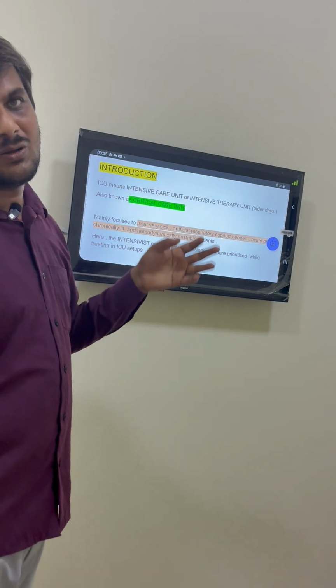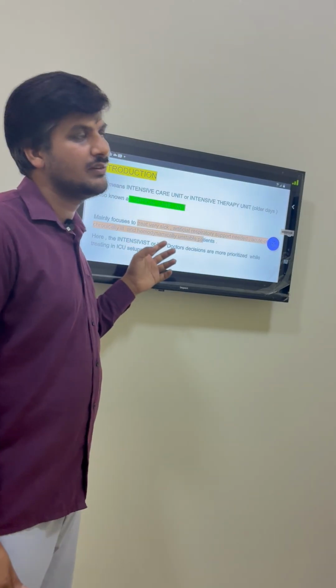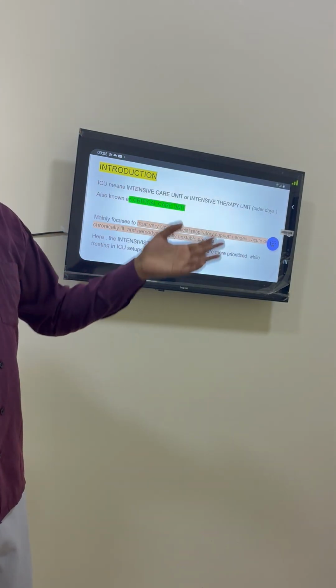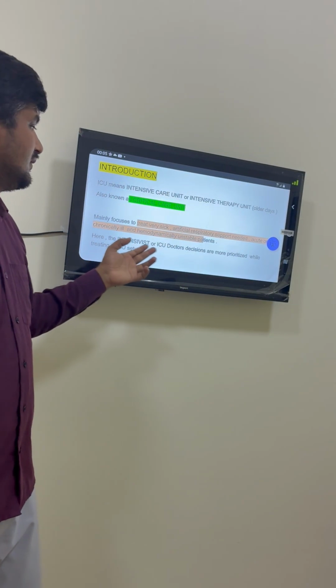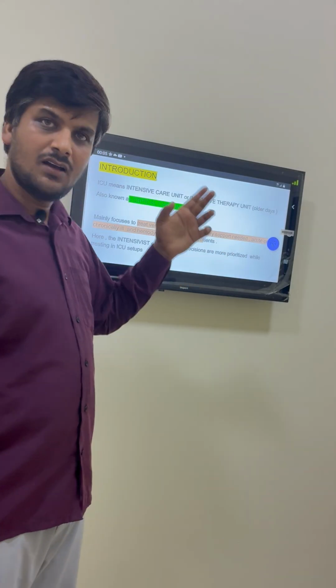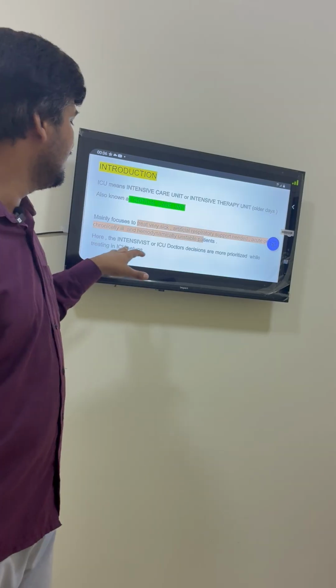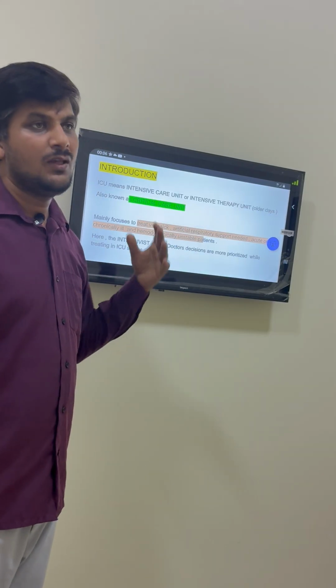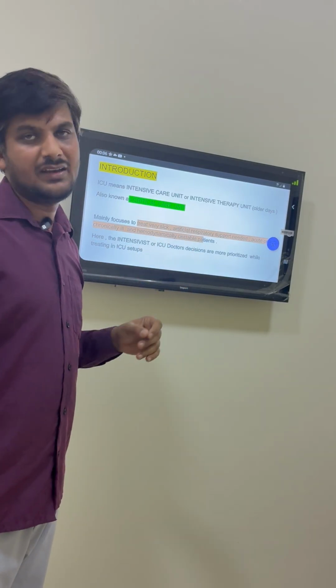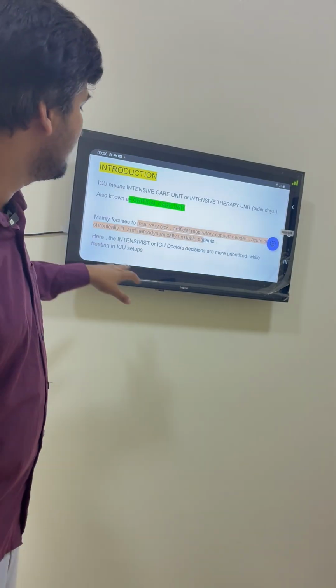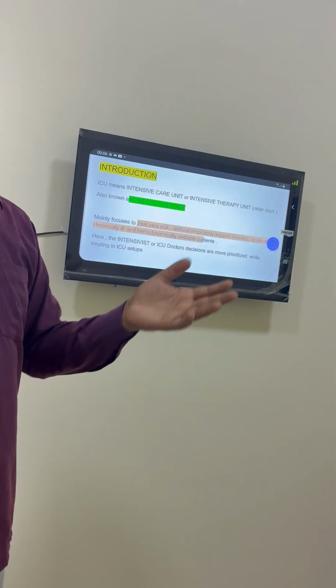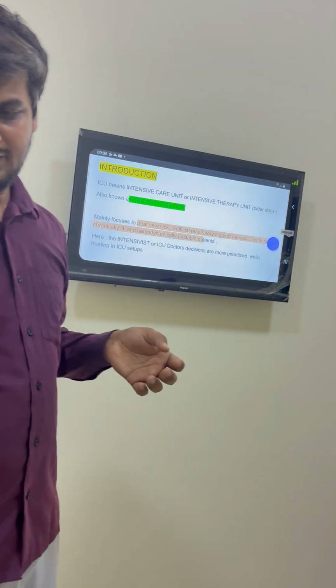In the ICU setup, the ICU doctors are called intensivists. Their decisions are always prioritized above those of the primary physician, because they are specially trained in treating critically ill patients. That's why the ICU doctors' decisions are the main thing.